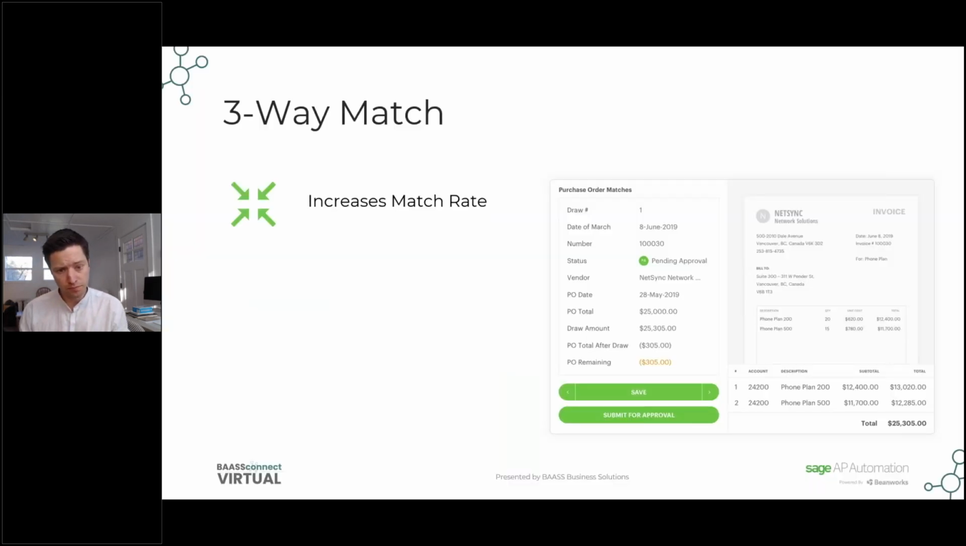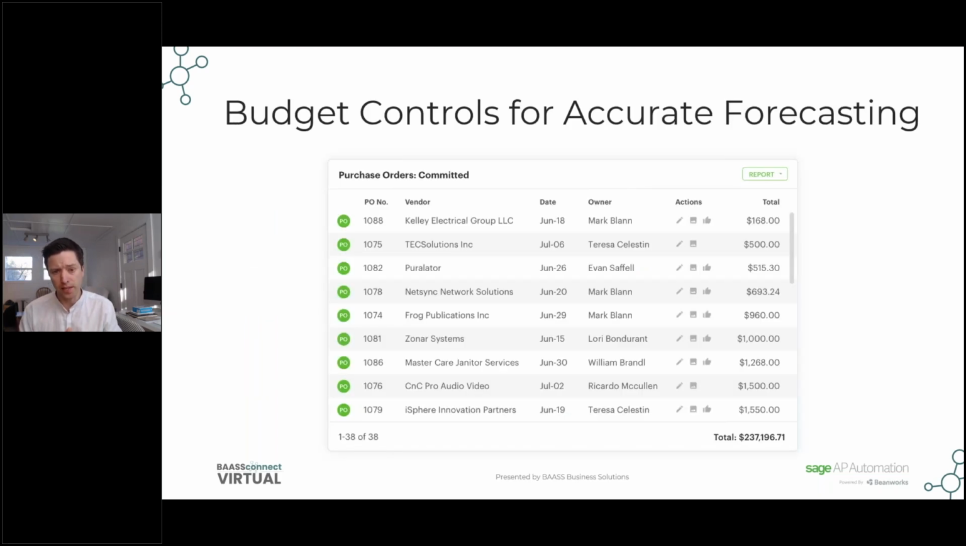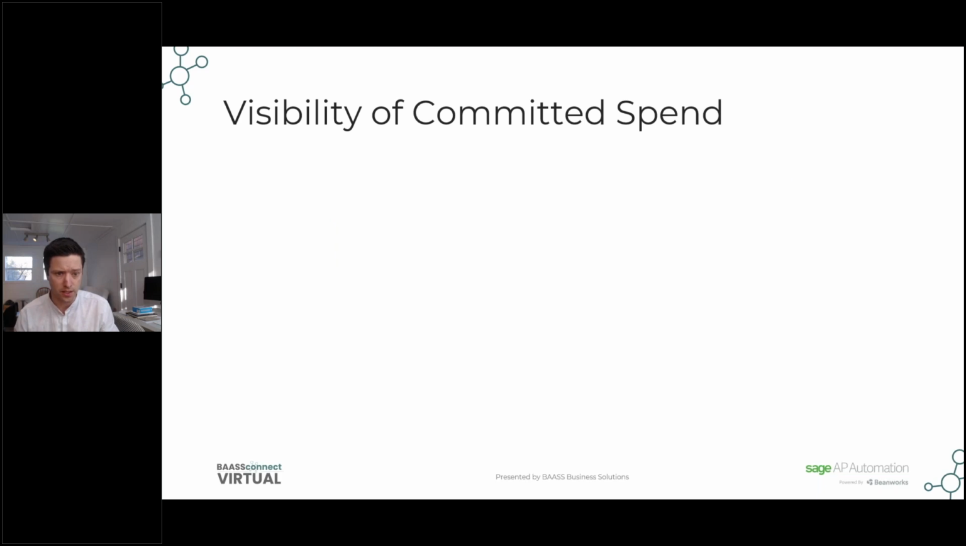So first off, the system will increase the match rate of your invoices by automating the three-way match process, which will save your team a lot of time on coding invoices and help you identify variances with regards to your purchase orders. Doing these things manually can result in countless hours wasted searching for supporting documents that you need to see on a moment's notice. Another benefit is budget controls for accurate forecasting. So instead of explaining this further, let's jump into a customer example on the next slide.